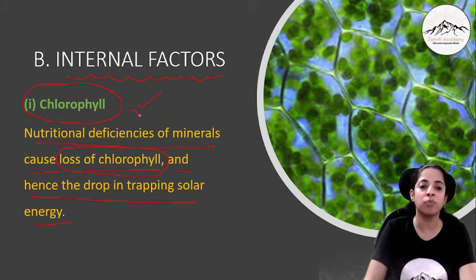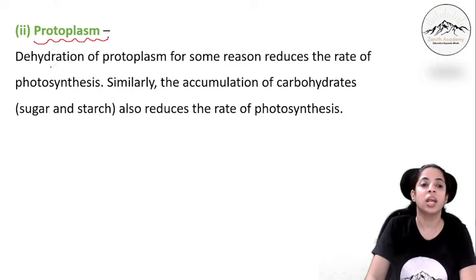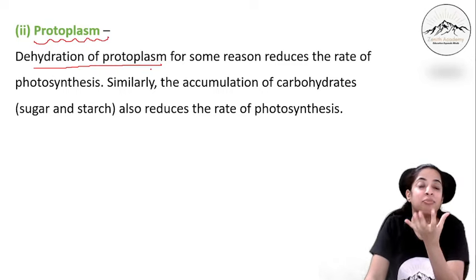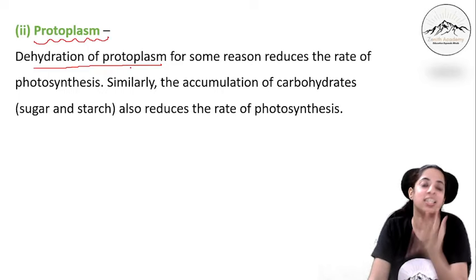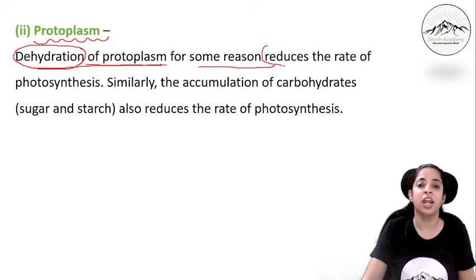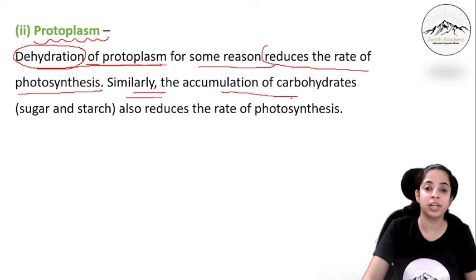So chlorophyll is the internal factor. And how is chlorophyll lost? Due to the nutritional deficiency of minerals. Next is protoplasm. Okay, dehydration of the protoplasm. What is protoplasm? Protoplasm is that fluid-like, jelly-like substance inside the cells. So if the water is lost, if the protoplasm has dehydrated for any reason, it reduces the rate of photosynthesis. Similarly, the accumulation of carbohydrates, that is sugar and starch, also reduces the rate of photosynthesis.